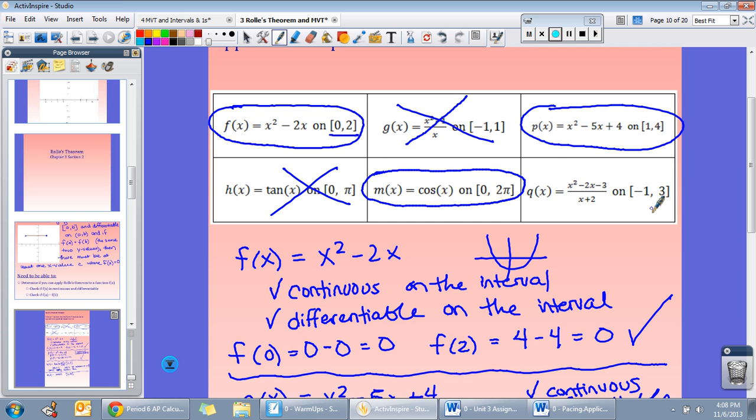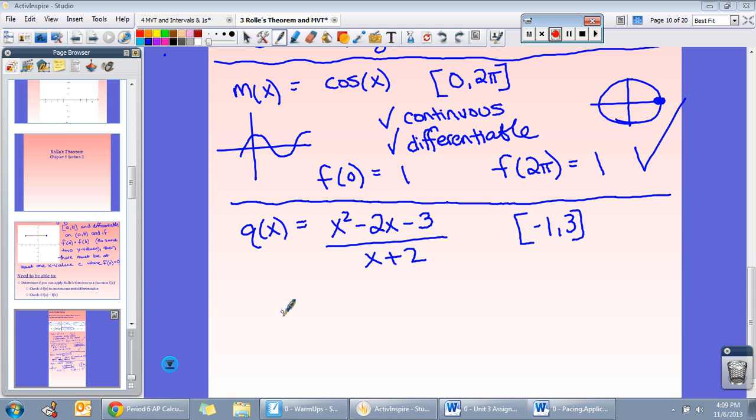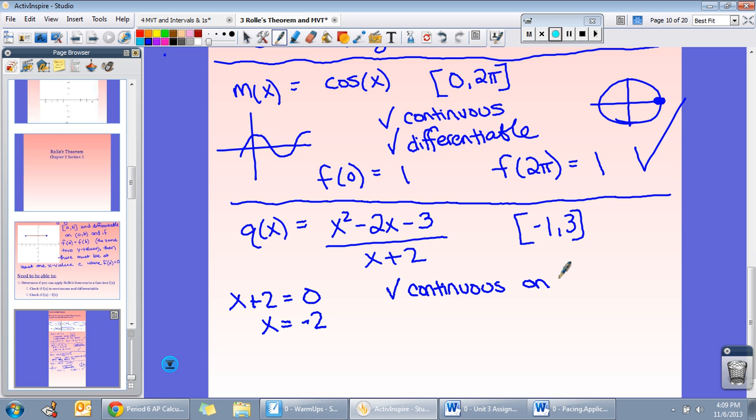Our last function is q of x equals x squared minus 2x minus 3 over x plus 2. Because this function has a denominator, we know it's going to be discontinuous everywhere that the denominator equals 0, or at negative 2. However, that is not on the interval that was given to us, so q of x is continuous on the interval. It is also differentiable on the interval.